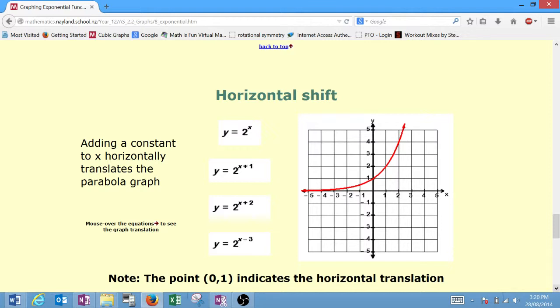So if we say 2 to the power of x plus 1, it moves to the left by 1. If we say x plus 2, it moves to the left by 2. And you'll notice we pick those key points and we just move each point across by 2, and then we draw our line. For 2 to the power of x take 3, it moves to the right by 3. All of those key points.